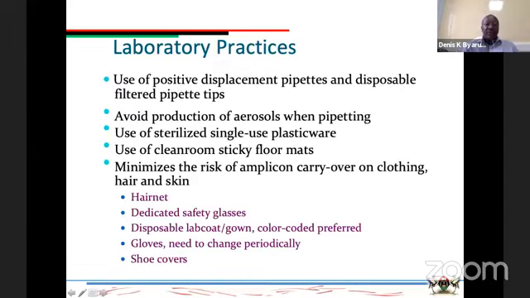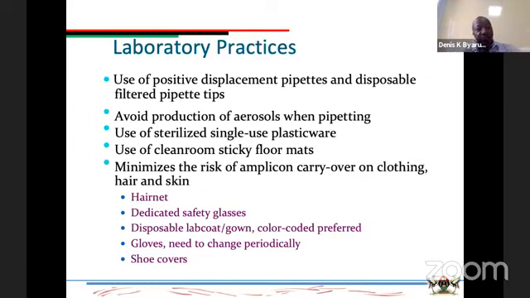Now, I mentioned laboratory practices. It does not matter how beautiful and well managed the spaces are; even if you have physical spaces, this can be compromised if your laboratory personnel are not practicing what is required of them. And so, use of positive displacement pipettes, avoiding production of aerosols when pipetting, use of sterilized single-use plasticware, use of clean room stickers, sticky floor mats, as well as minimizing the risk of amplicon carryover on clothing, such as by having hair nets or dedicated safety glasses, as well as gloves and shoe covers, so that as you move from one room to the other, you're not carrying any amplicons into the other separate rooms.